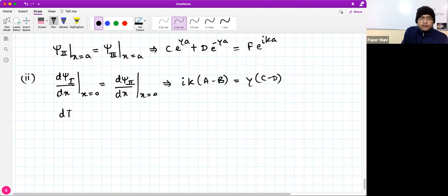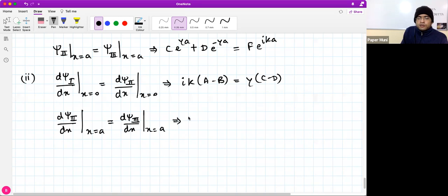Now the derivative of psi 2 with respect to x at x equal to a, and the derivative of psi 3 at x equal to a, gives you γ(C e^(γa) minus D e^(-γa)) equal to ik F e^(ika).